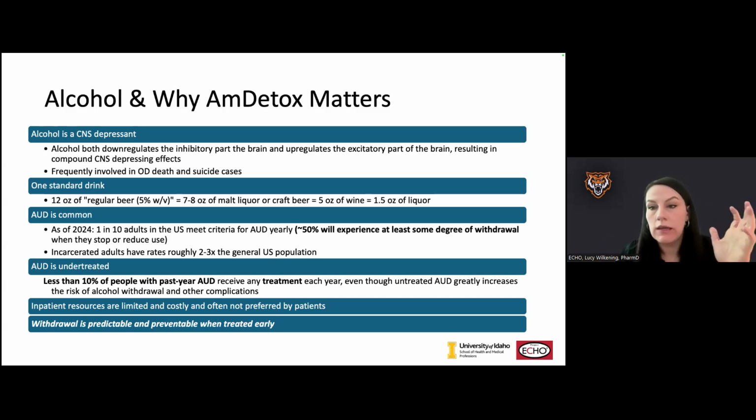So on one hand, it has this down regulating effect, and for those of you who haven't had to sit through a pharmacology course, that means it kind of makes the system lazier, right? So it down regulates the inhibitory part of our brain, right? And it also simultaneously causes the excitatory part of our brain to have to work really hard to balance out the addition of another CNS depressant like alcohol. Okay, so these two things combined result in a significant CNS depressing effect, which is why if you look in the data amongst people who have died from overdoses, alcohol is frequently involved, right?